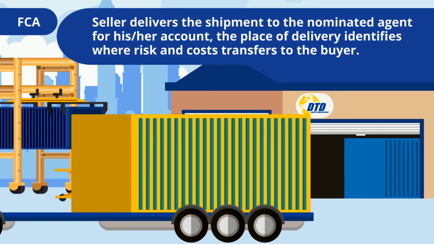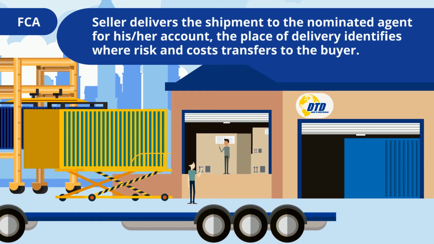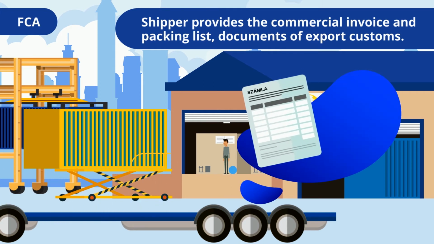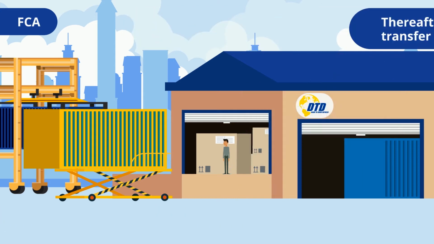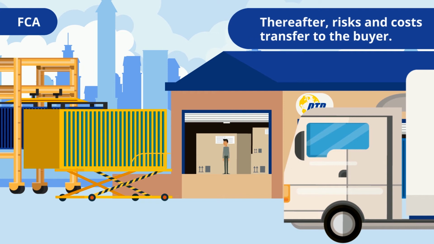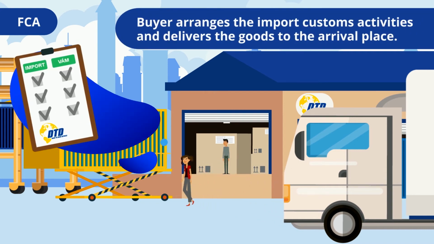FCA. Seller delivers the shipment to the nominated agent for his/her account. The place of delivery identifies where risk and costs transfer to the buyer. Shipper provides the commercial invoice and packing list, and documents of export customs. Thereafter, risks and costs transfer to the buyer. Buyer arranges the import customs activities and delivers the goods to the arrival place.